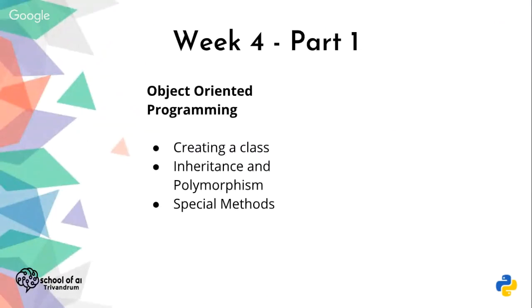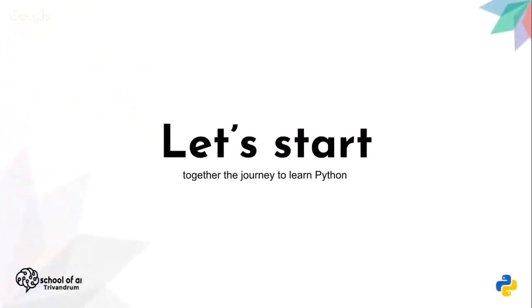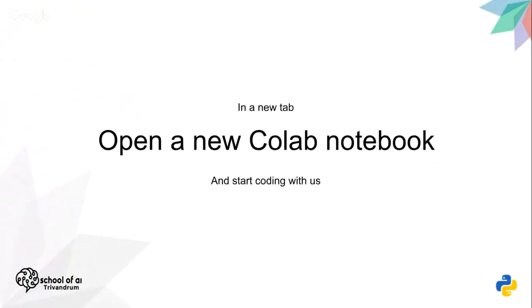Okay. Today we will be looking at object-oriented programming. We will look at how to create a class, how to create objects, inheritance and polymorphism, and special methods. So let's start. I request all of you to open Colab Notebook and start coding along with me.